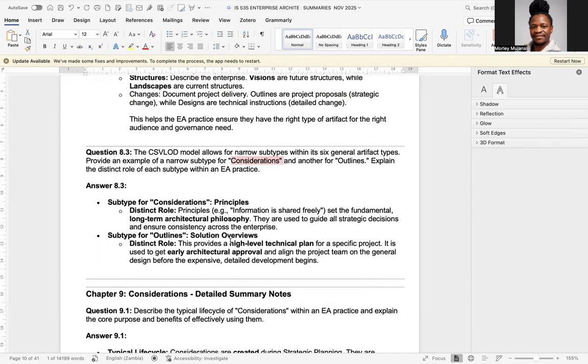And then for outlines, these are solution overviews. We had mentioned earlier on that these could be proposals, change proposals, or project proposals. In that their role, this provides a high-level technical plan from an IT perspective for a specific project. Okay, it is used to get early architectural approval and align the project team on general design before the expensive detailed development begins.